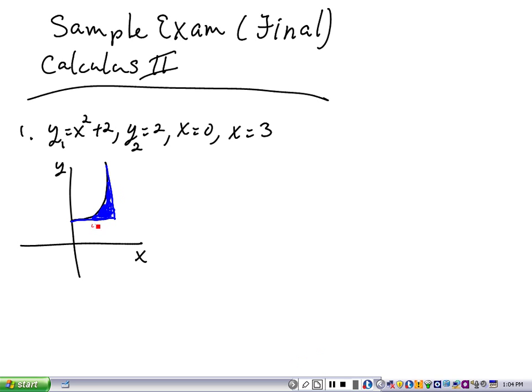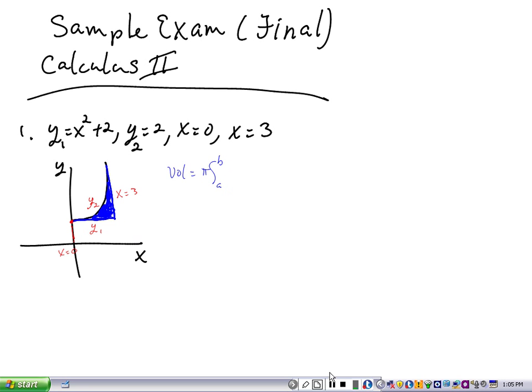And so this is y sub 1, y sub 2, and this is x equal to 3. And over here, this line that gives us this tip is x equal to 0. And so from this, we want to be able to form the equation. We're talking about the volume using the disk method. So this is pi times the integral from a to b.